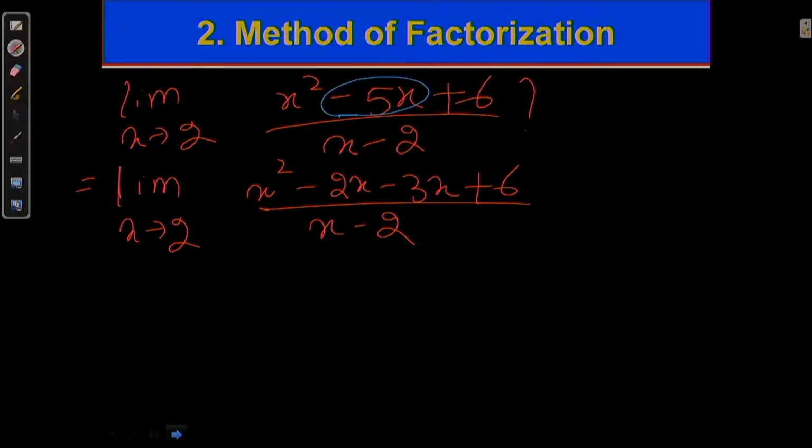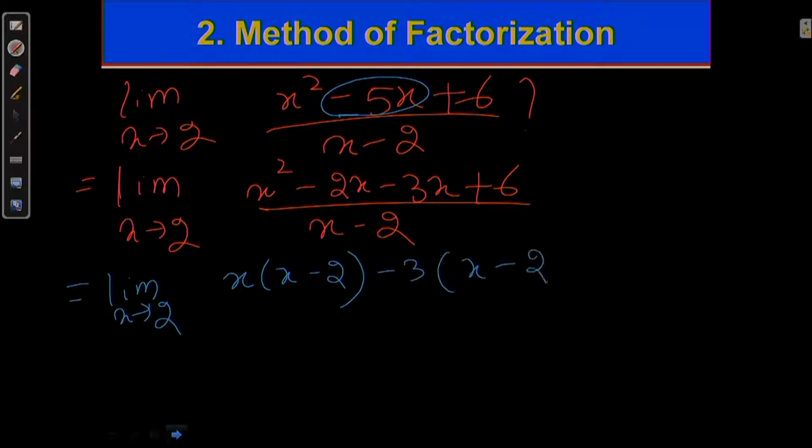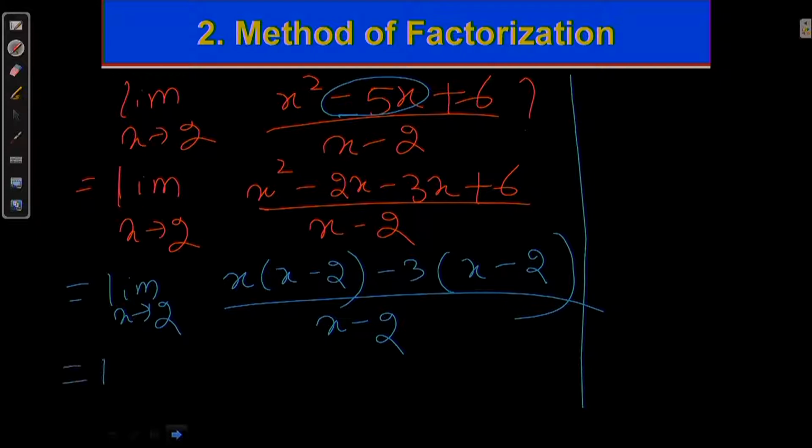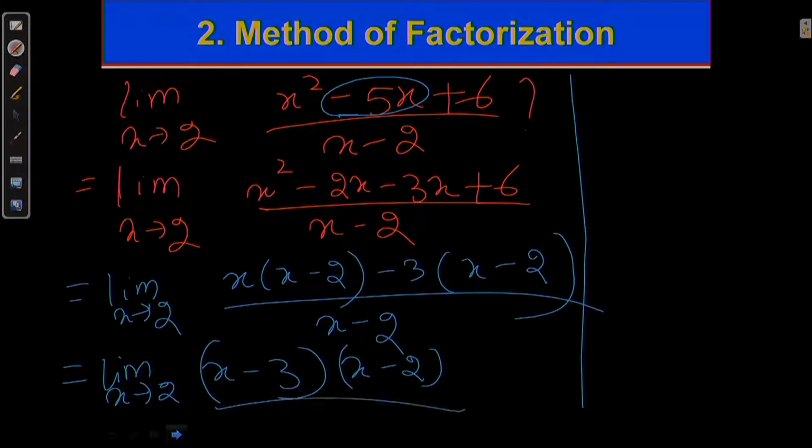So again I can write limit x tends to 2 of x into x minus 2, that is x square minus 2x, and minus 3 into x minus 2. Yes, again I can write divided by x minus 2. So now the value becomes limit x tends to 2 of x minus 3 taken common, times x minus 2, divided by x minus 2.